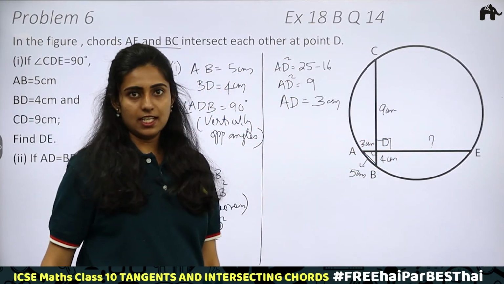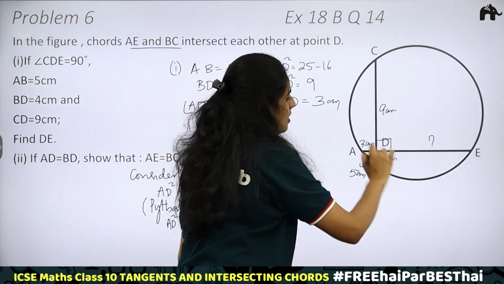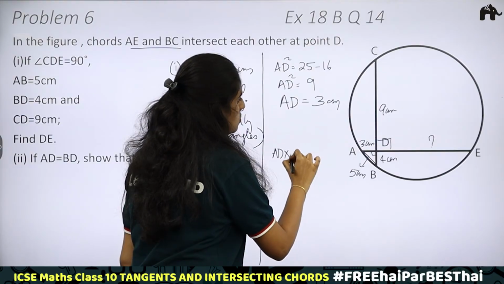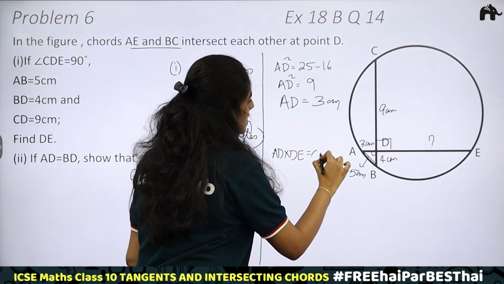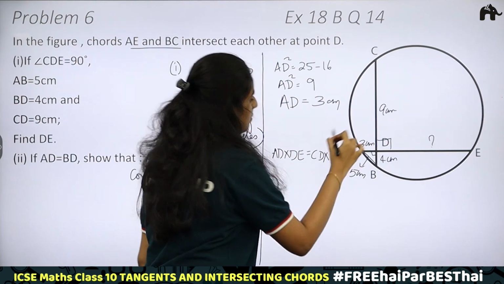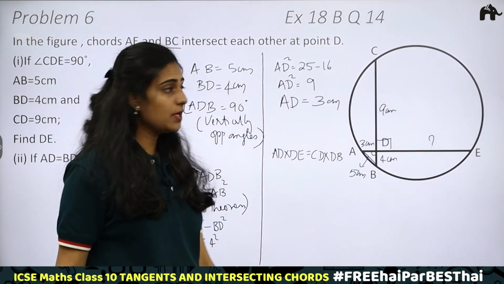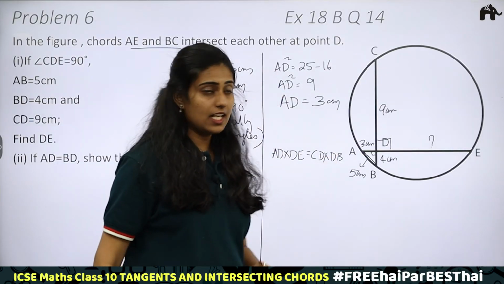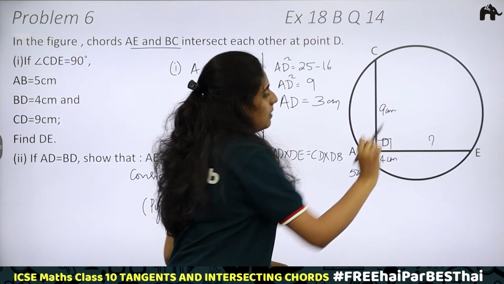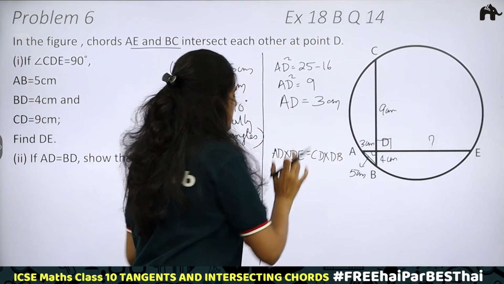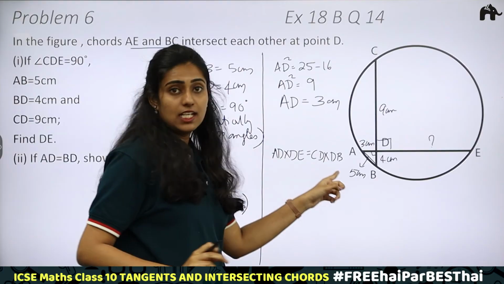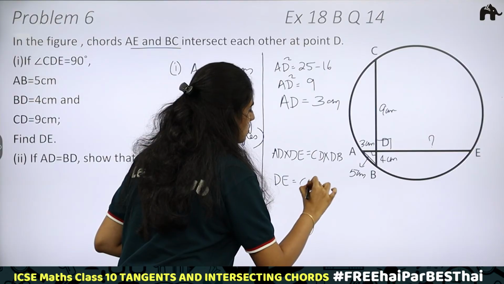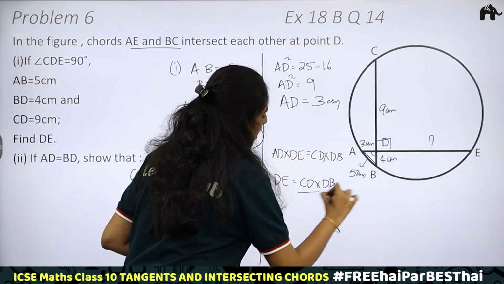We need to find DE. Here when you consider these chords which cut each other at D, we will have AD into DE is equal to CD into DB. What is the reason? We have studied a theorem, you remember? When two chords intersect each other internally or externally, then the product of the lengths of the segments will be equal. So using this, we get AD into DE is equal to CD into DB. What we need is DE. DE will be equal to CD into DB divided by AD.